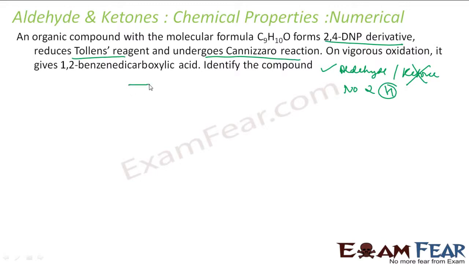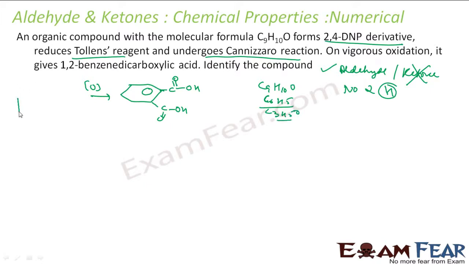So let's first draw benzene dicarboxylic acid. With that we'll get some idea. 1,2, right? 1,2 dicarboxylic acid. This is what the compound gives on vigorous oxidation. And the compound does not have any alpha hydrogen. And this is C9H10O. So that means it has a benzene ring. Remove this C6H5. Let's see what you get. You get C3H5O. So let's first draw a benzene ring. That means there's a benzene ring for sure.